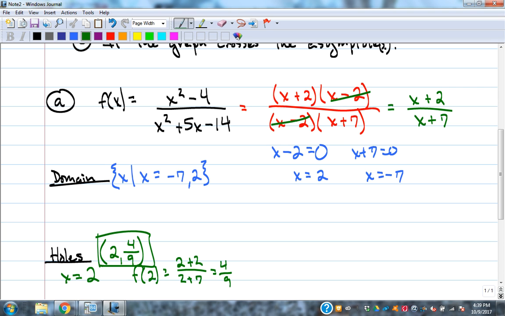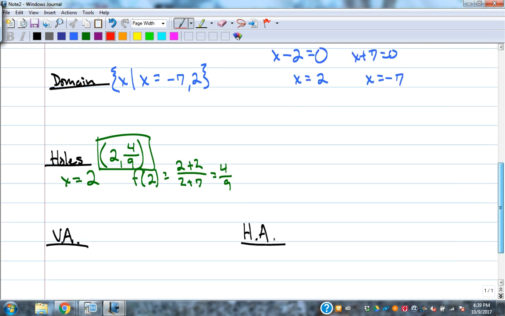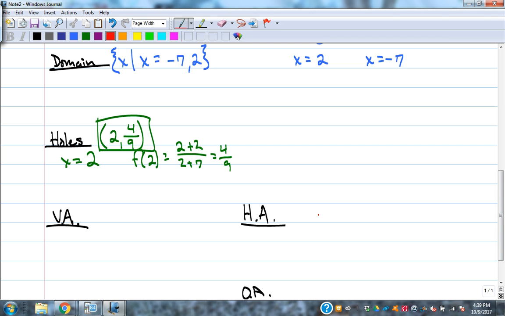They're the same degree, so it's going to have a horizontal asymptote at, this should be a hint, 1 over 1, the ratio of those leading coefficients. The degrees are the same, so that tells me it's horizontal at y equals 1.